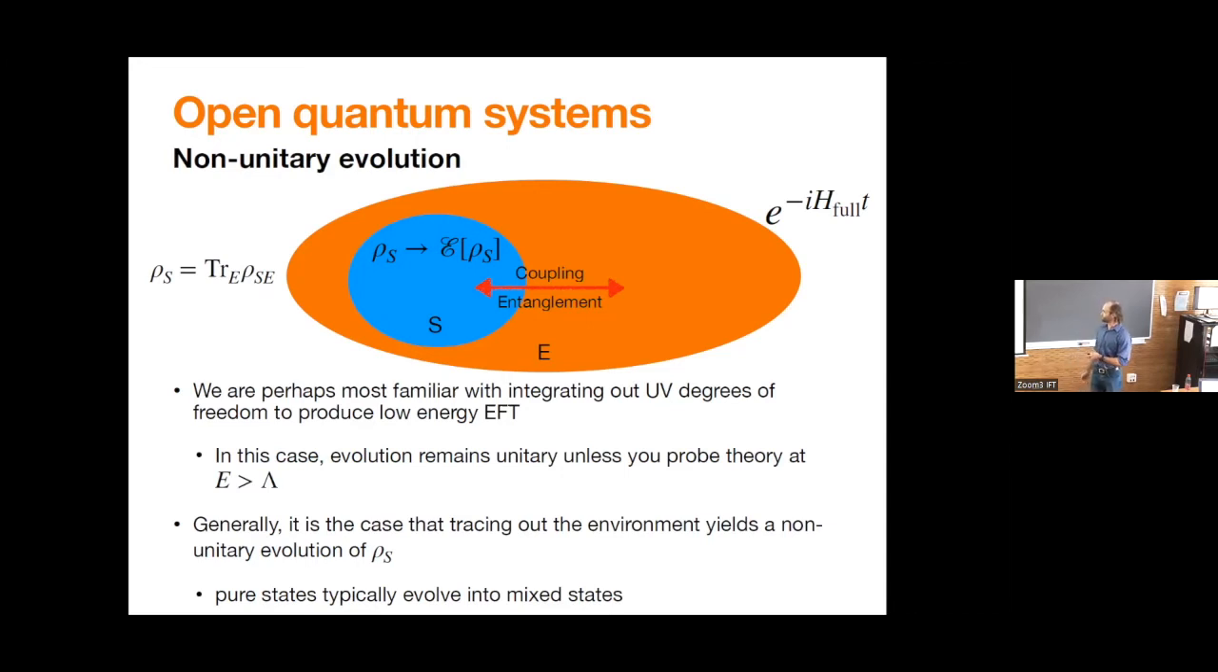So now we're most familiar with integrating out ultraviolet degrees of freedom, and in this case, of course, the evolution of your system after you trace out the ultraviolet modes remains completely unitary as long as you only probe the theory at energies less than whatever your cutoff is, right? If you try to go outside this, it's going to have a non-unitary evolution. So generally it's the case that tracing out this environment yields non-unitary evolution, and pure states are typically going to evolve into mixed states. So if I start in a pure state here, this will end up being a mixed state in general, which represents the entanglement with the environment.